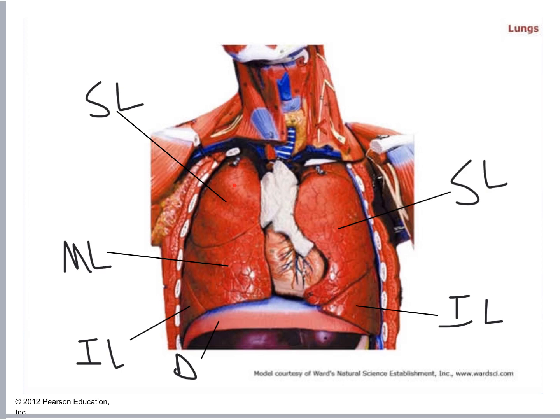All right, so we have superior lobe right here, middle lobe right here, inferior lobe right here, diaphragm is right here. Then we have superior lobe of the left lung right here, and then the inferior lobe of the left lung right there.